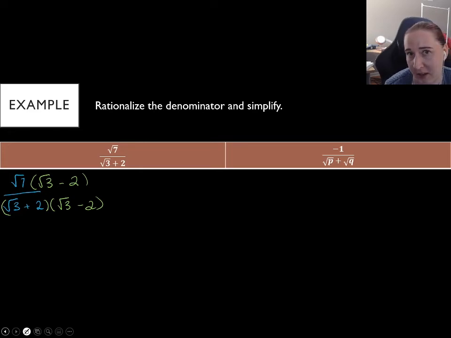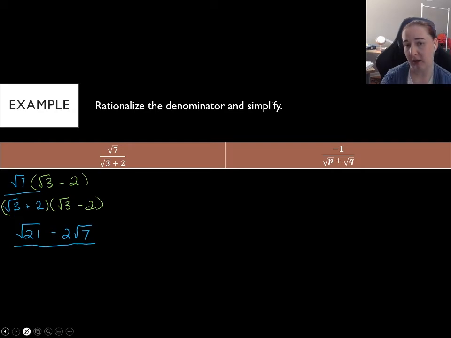So square root of 7 times the square root of 3 is square root of 21, which doesn't simplify because 7 and 3 are prime numbers. And then it's going to be minus 2 times the square root of 7. Then in the denominator, again, remember that the middles are going to cancel. So we're going to do the F and the L part only, because O and I cancel when you FOIL when it's in this particular form. So square root of 3 times square root of 3 is 3, because it's going to be square root of 3 squared. And then 2 times negative 2 is 4, so that's going to be a minus 4.